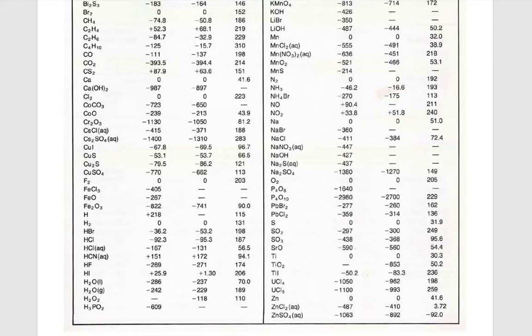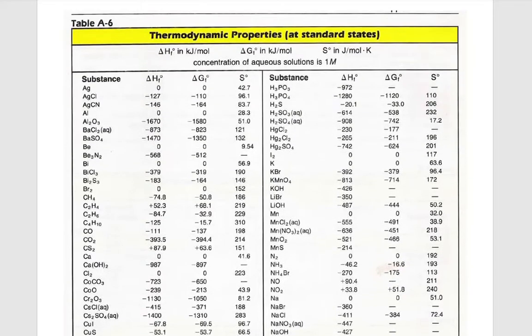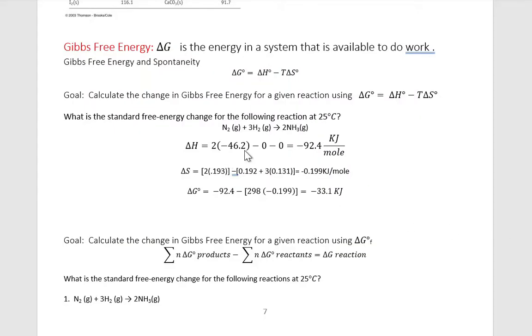So I go to my table and I'm looking at my delta H of formation right here. And you have to look really hard to find them, but sure enough, negative 46.2 kilojoules per mole. And I'll show you that that's kilojoules because it says it's in kilojoules per mole for delta H of formation. That's my value for ammonia. So that value goes right there, and 2 moles, so 2 times that. So I have a delta H, a change in enthalpy, of negative 92.4 kilojoules.